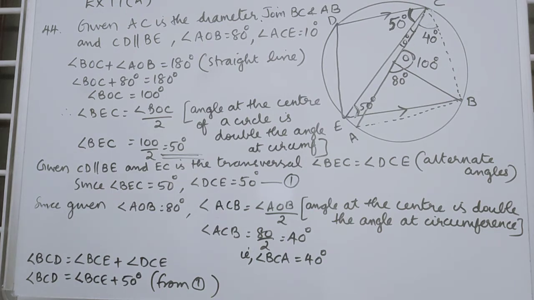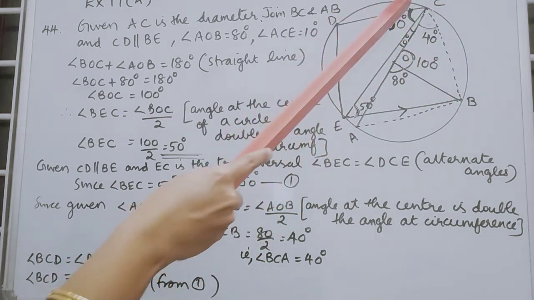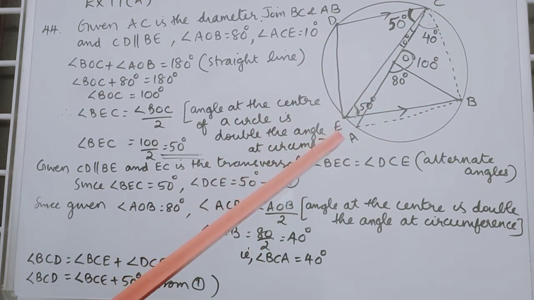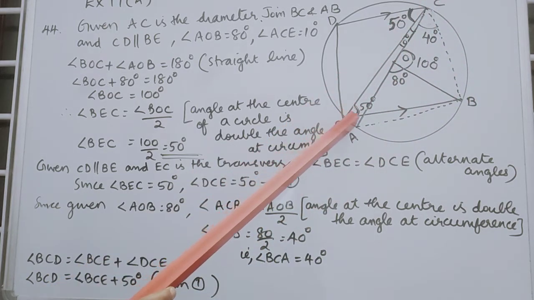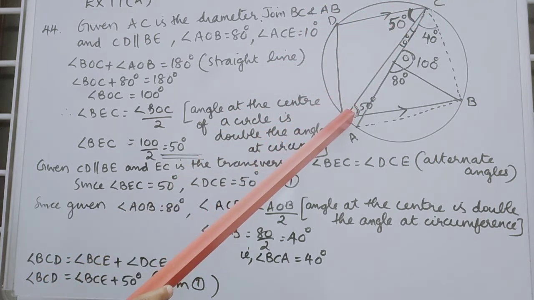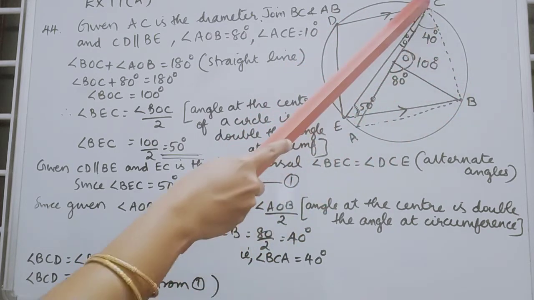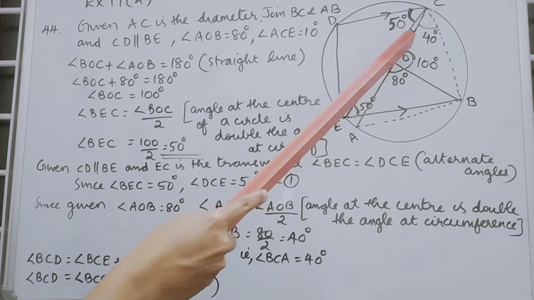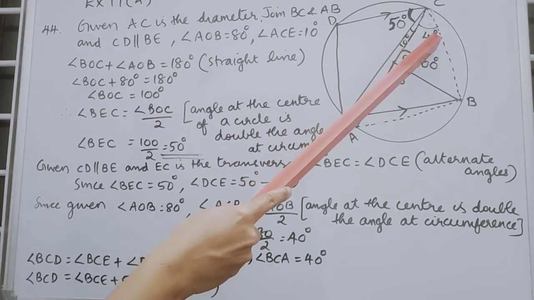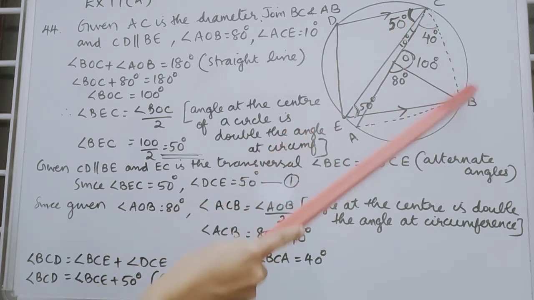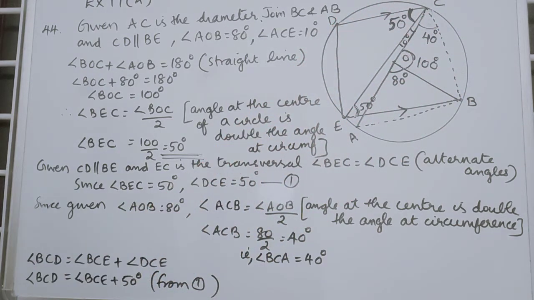Next, look at angle BCD. BCD, the full angle, is the sum of BCE plus DCE. From the figure itself it is clear. All the things are given. It is there in the question. This small angle is 10. Now we proved 40. Then 50. So what about this total angle BCD?